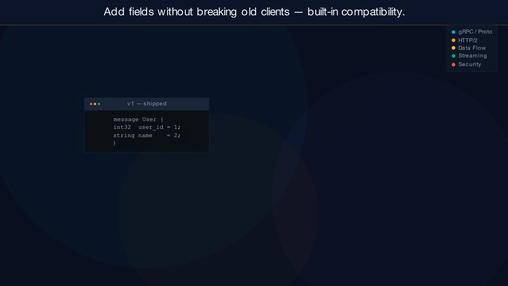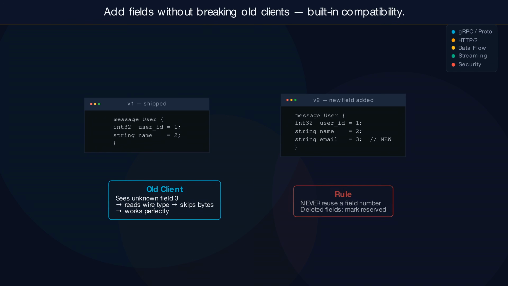Backward compatibility is built in. Add a new field to your proto file. Old clients see the unknown field number and skip it. The wire type tells them how many bytes to jump. They keep working without changes. One rule: never reuse a field number. Ever. The numbers are not subtle.